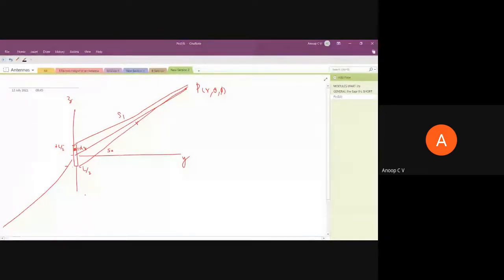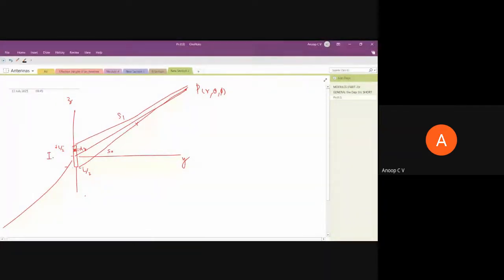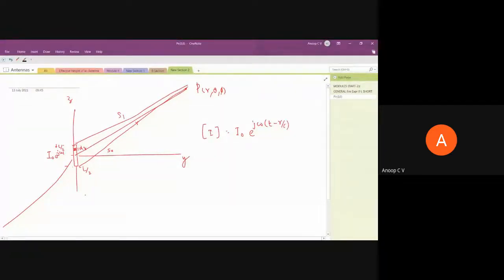If charge is given, you know how to find the field intensity. You can use Coulomb's law, and you can extend Coulomb's law to find the field due to a line charge, sheet of charge, a volume of charge, or whatever, right? But in this case, what is known to me is that it is excited using a balanced transmission line, and the current is I0 e power j omega t. The retarded current I is I0 e power j omega (t minus r by c).